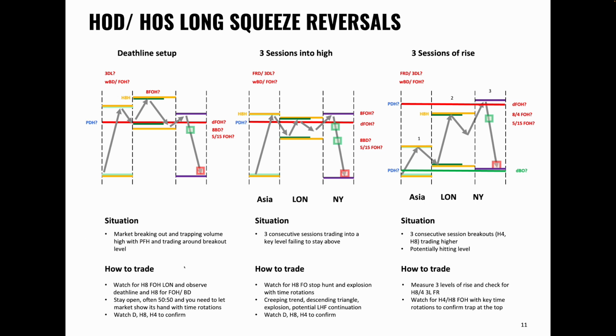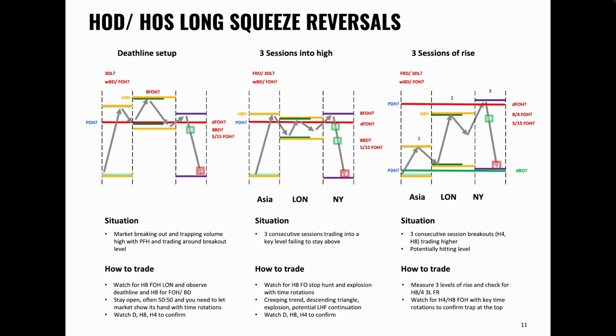So how to trade it? You watch for the 8-hour fake out high in London, especially. You observe the Deathline and wait for the 8-hour to show you a fake out high, continuation, and then a breakdown. You need to stay open with the setup. That's very important, because this lower low here can also be a fake out low on the 4-hour, for example, just trapping shorts, and then you just get a continuation signal. It's not yet clear once you're trading around that. That's almost 50-50.